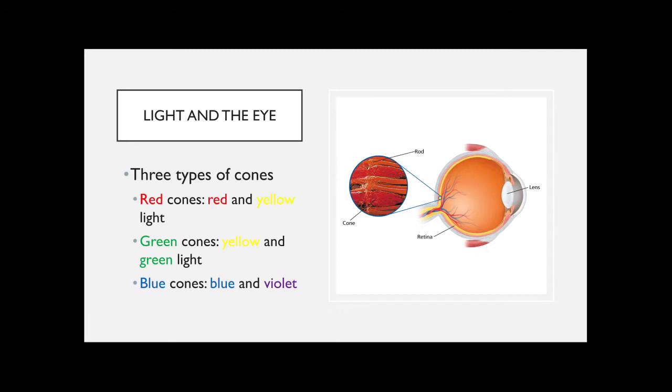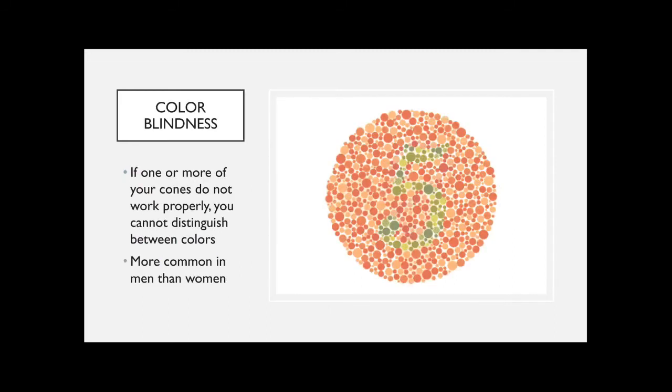The red cones are going to help you see red and yellow light, okay? Green cones are going to help you see yellow and green light. So you can kind of see that red and green overlap. Blue cones, on the other hand, they are going to help you see blue and violet light, okay? So those are the 3 types of cones, red, green, and blue, and they help you to see specific colors of light.